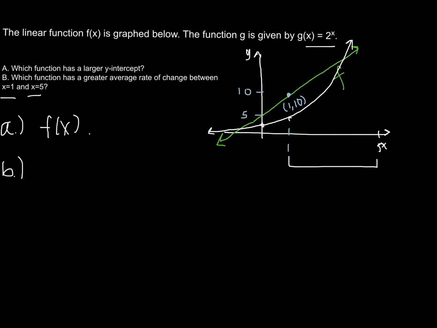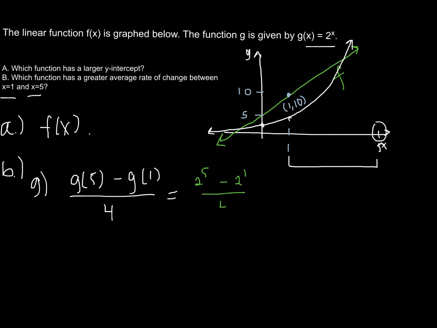All right, so let's find the average rate of change for g of x first. So the average rate of change between 1 and 5 is going to be the point I'm at when x is 5. So that's going to be g of 5, where I finish, minus where I started, which is when x is 1, divided by the number of spaces that it took me, which is from 1 to 5, which is 4 spaces. When I plug in 5, 2 to the 5th power, and when I plug in 1, 2 to the 1st power, divided by 4.